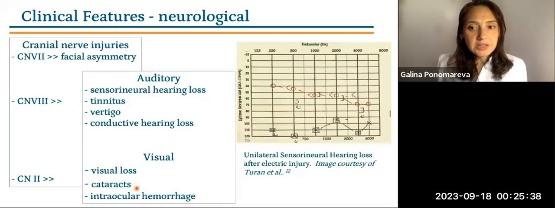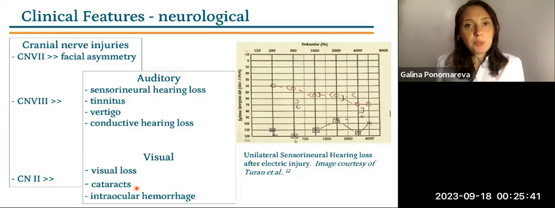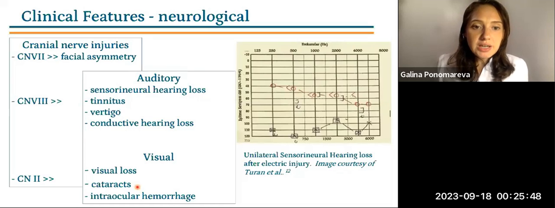Other cranial nerves that are affected would be cranial nerve 9 to 12, which can cause bulbar palsy, which can cause an individual to have difficulty swallowing and speaking, and cranial nerve 5, which can result in trigeminal neuralgia.